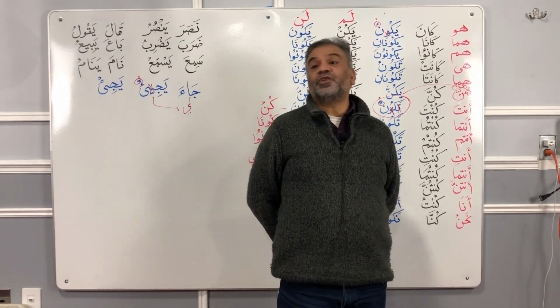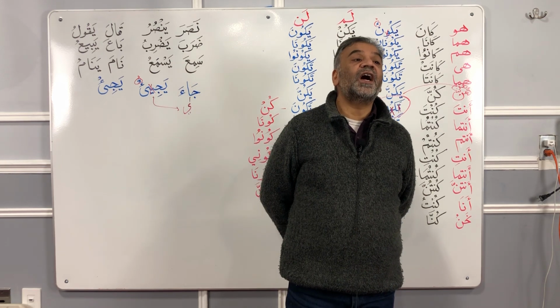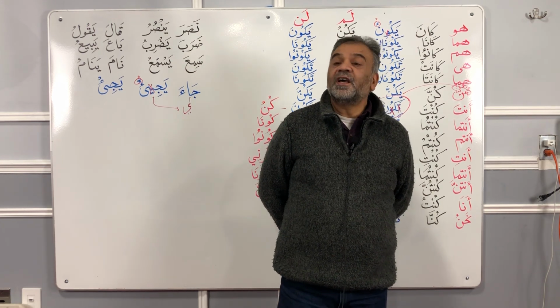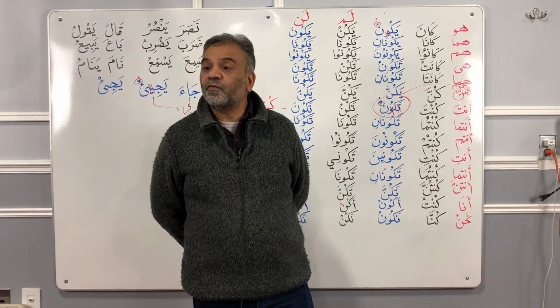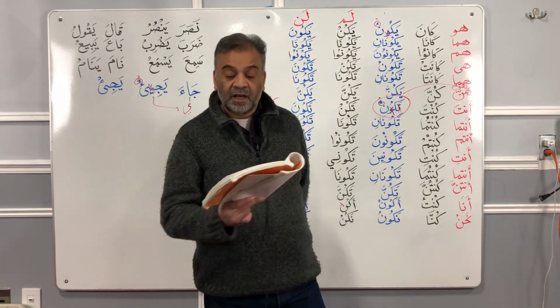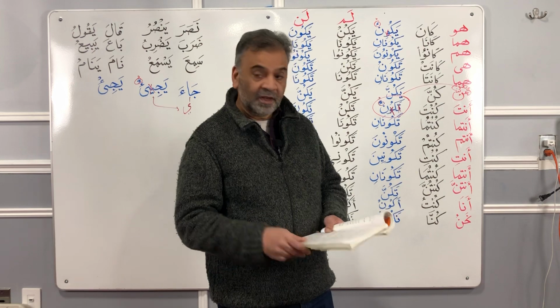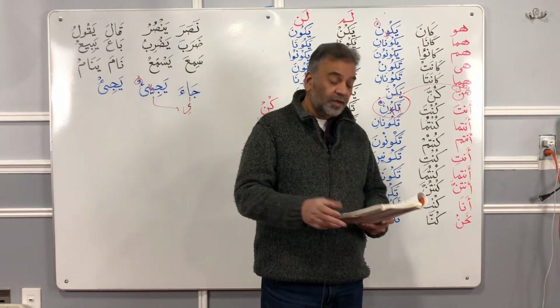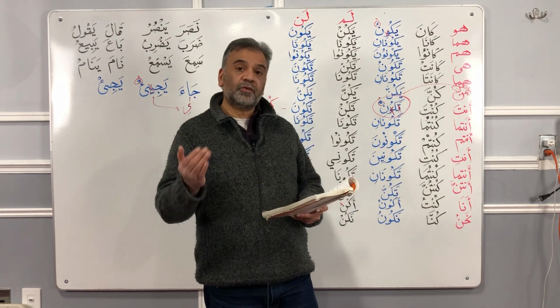Wajada yajidu. Five in your pocket. Yajidu, tajidu, tajidu, ajidu, najidu. Make ajidu into majzoom form. Ajid. Lam ajid. I did not find. Ajid who? Him. I did not find him. You see how the sentences are done. Sami'tu, I heard. Now Khalid is still saying, Sami'tu, I heard.